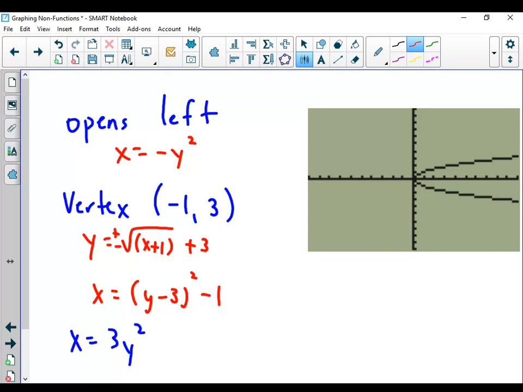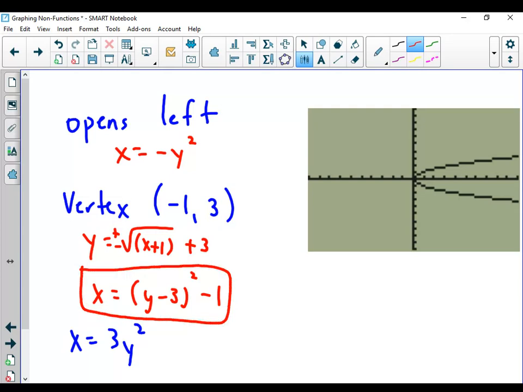Right. And if I started with this equation, I could get to this one because I could subtract 3. That would give me the y minus 3. I could square it to get rid of the square root. And then I could subtract 1 to get x by itself. So if I stuck to the idea of x equals, this would be my equation.